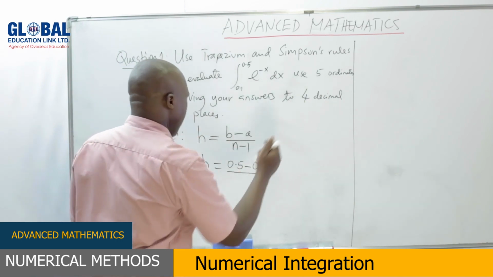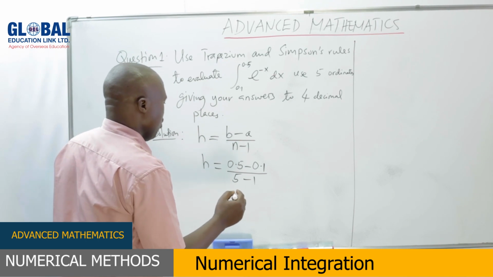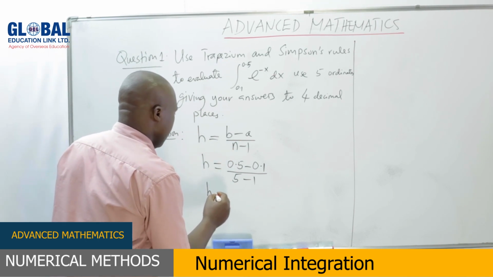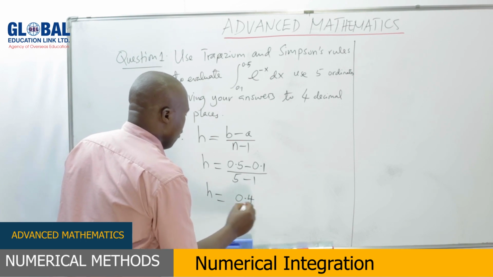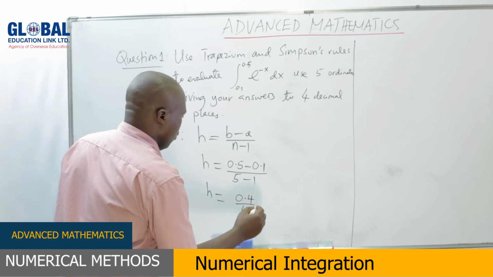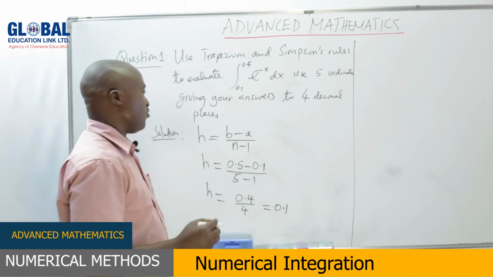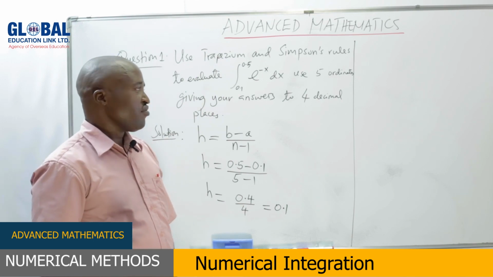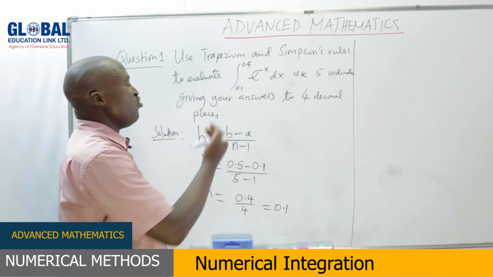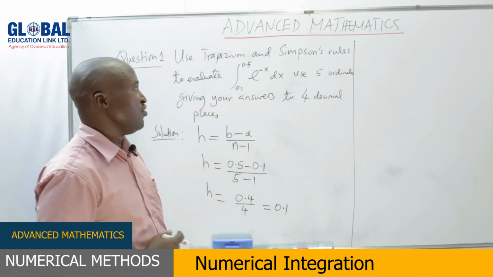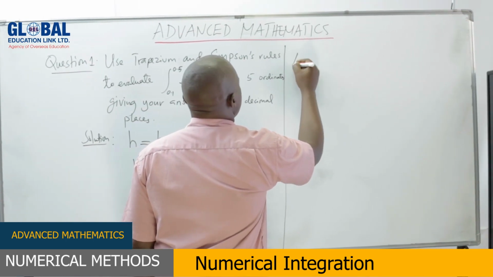So n is 5. Just take 5 minus 1. So in this case, we are going to have h is equal to 0.4 over 4, which is equal to 0.1. Now we have h. So now let us create a table that will help us to evaluate this integral. Just a simple table starting with x.